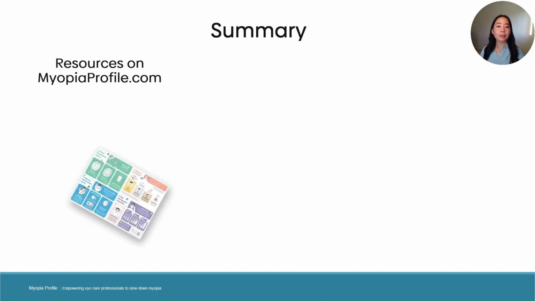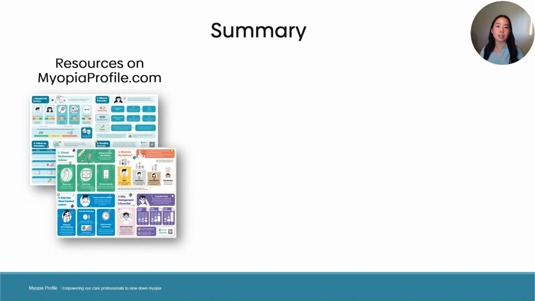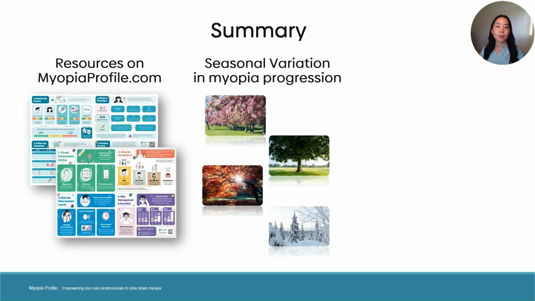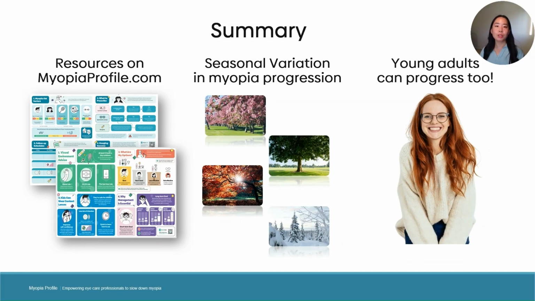To summarize, you can use our free Managing Myopia Guideline infographics to help you monitor and assess progression. Remember that after 1 year, we usually assess progression to account for seasonal variation. And finally, young adults can progress as well, so ensure you are following up on them too.